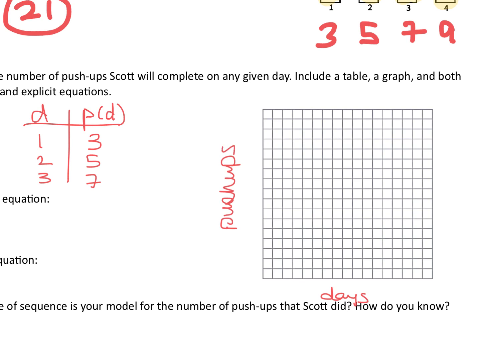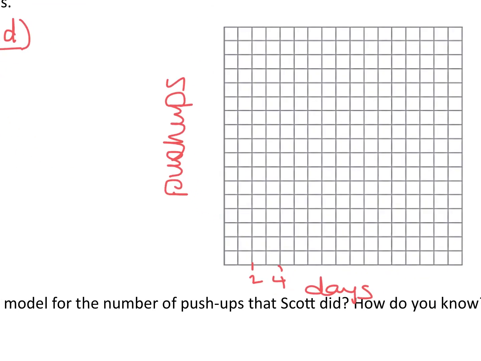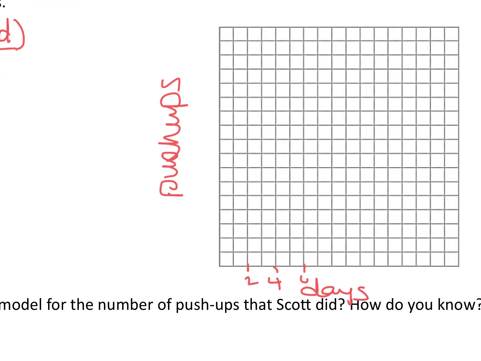And then I think we will just do a scale of 1, but I'll just label every second box so that it's not too squished. Again, I'll do that same scale here, going by 1s, but just labeling every other box so that my labels are not crammed.